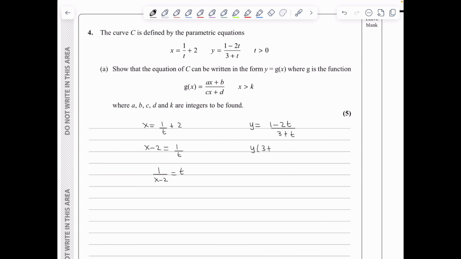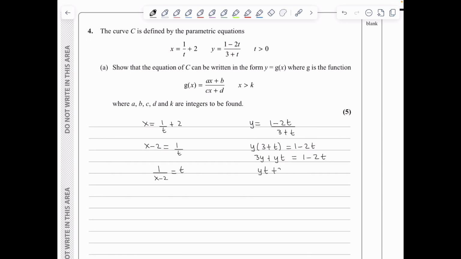So y times 3 plus t is 1 minus 2t, leading to 3y plus yt is equal to 1 minus 2t. I will collect the terms containing t on the left-hand side. So we've got yt plus 2t is equal to 1 minus 3y. I will factor out the t, so t brackets y plus 2 is 1 minus 3y, leading to t is 1 minus 3y over y plus 2. And I can now simply equate the two expressions that we have found to be equal to t.